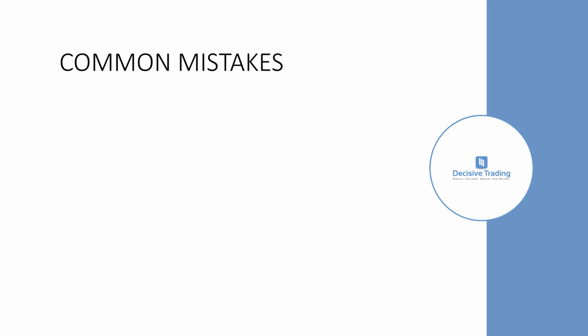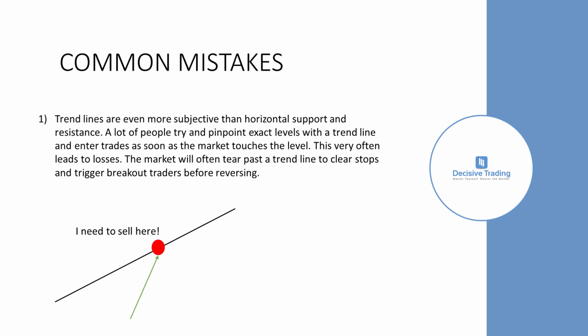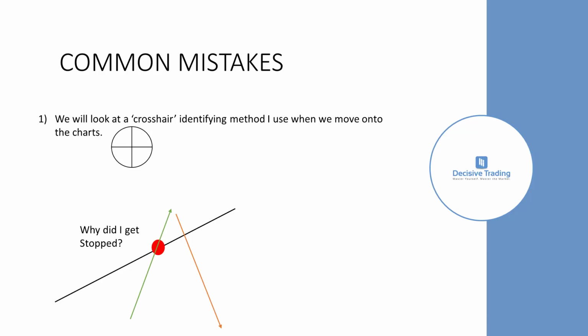What are some common mistakes with trend lines? 1. Trend lines are even more subjective than horizontal support and resistance. A lot of people try and pinpoint exact levels with a trend line and enter trades as soon as the market touches the level. This very often leads to losses. The market will often tear past the trend line to clear stops and trigger breakout traders before reversing. We will look at a crosshair identifying method I use when we move onto the charts.